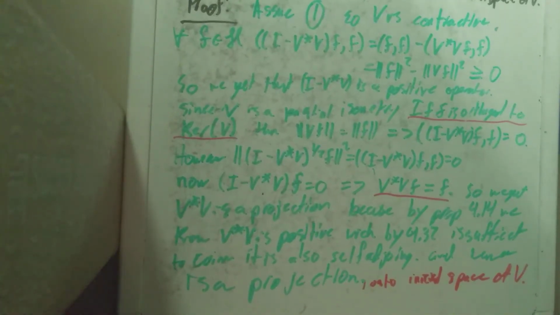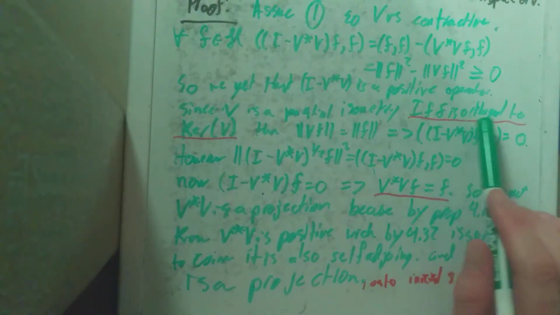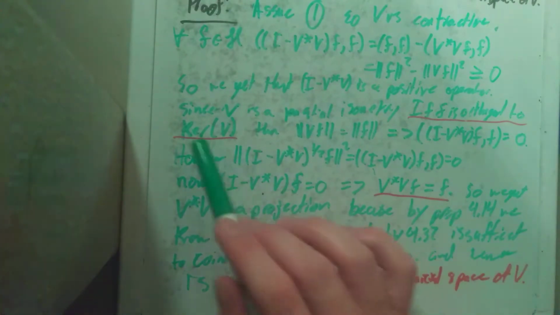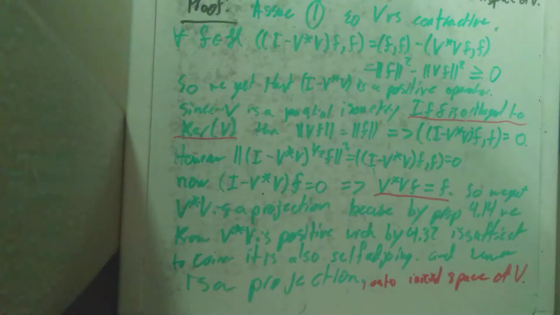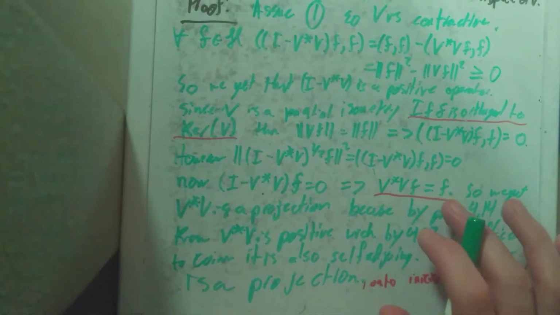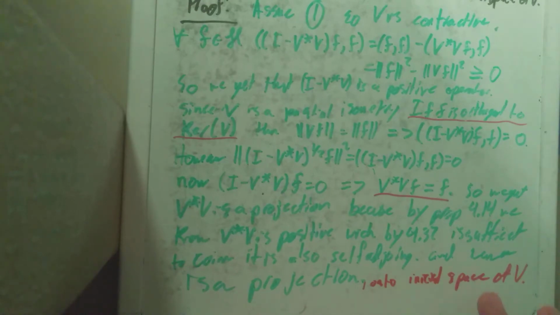One quick note I want to make about the last video is that we showed that V star V was a projection, but more specifically it was onto the initial space of V. And this follows directly from the fact that the f that we had chosen here was orthogonal to the kernel of V, and it was arbitrary, which means that it was true for all of them, which means that V star V f equals f gives us that it is in fact onto the initial space of V.